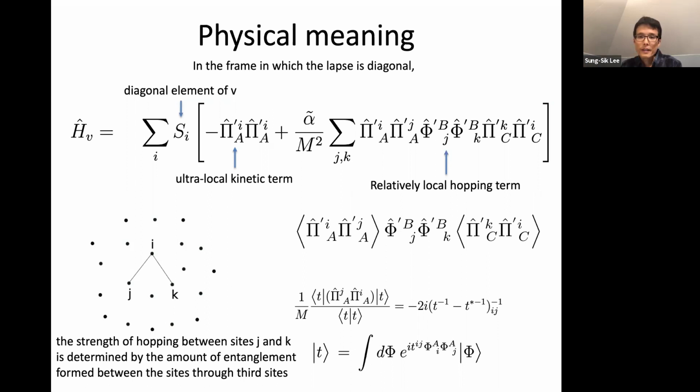In other words, the Hamiltonian itself doesn't have a predetermined local structure, but the Hamiltonian learns about the local structure from the state. Then when the Hamiltonian is applied to the state, that Hamiltonian acts like a local Hamiltonian following the local structure of the state.